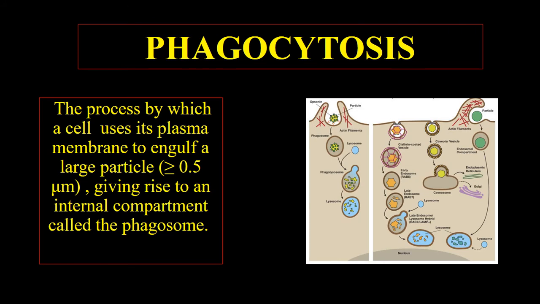Phagocytosis. Phagocytosis is a process by which a cell uses its plasma membrane to engulf a large particle, more than 0.5 micrometers, giving rise to an internal compartment called a phagosome. Now let's watch this picture and talk about some stages of phagocytosis.